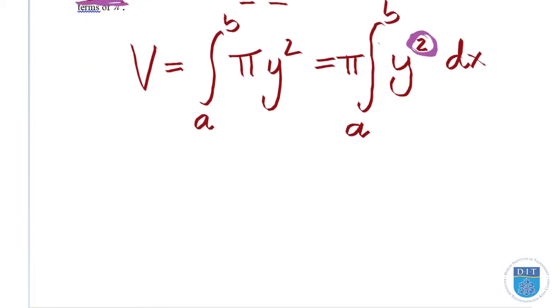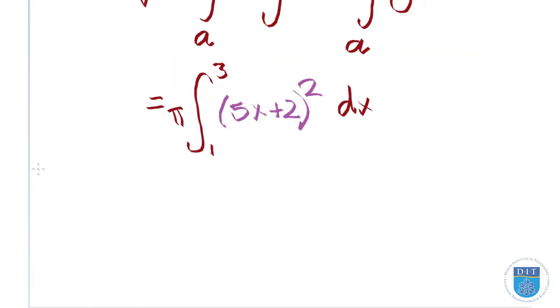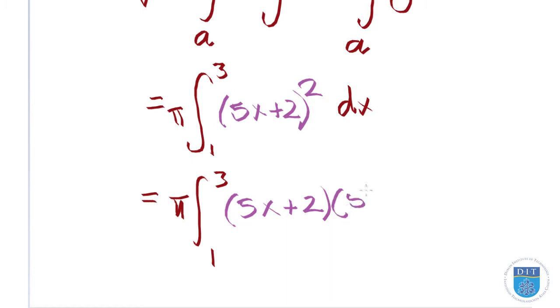Anyway, sub all in. My pi stays outside. My limits were 1 and 3, so I put a 1 there and a 3 there, and my function was 5x plus 2, but I must be careful to square the thing before I integrate it. What do I mean by square it? I mean multiply that bracket by itself. First of all write it down beside itself before you think of squaring it: 5x plus 2 times 5x plus 2, dx.